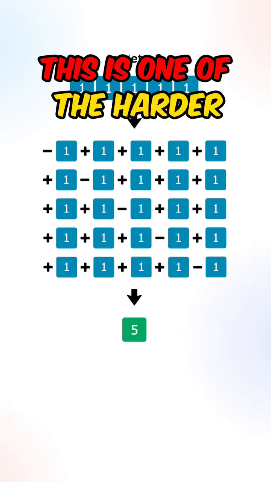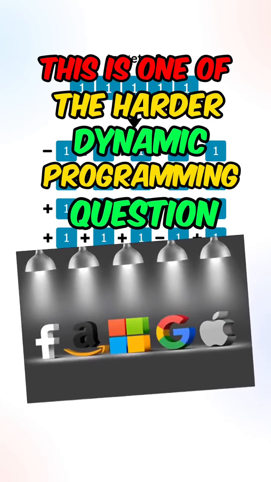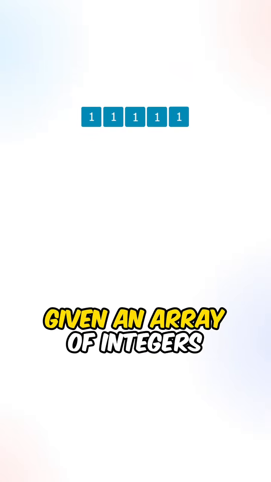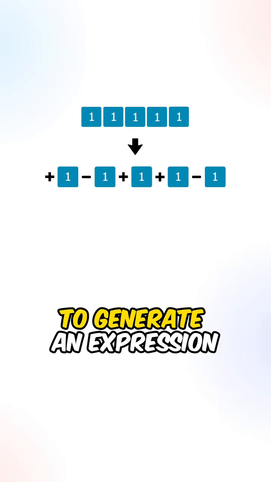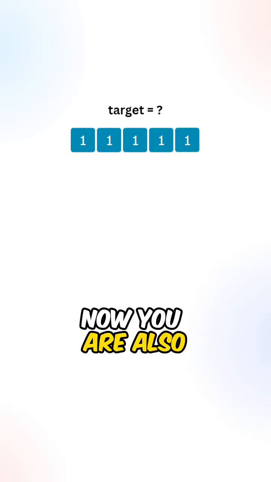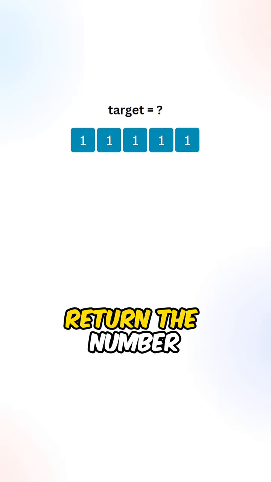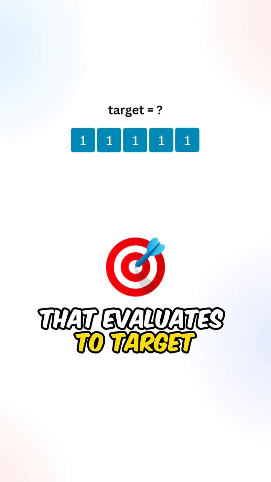This is one of the harder dynamic programming questions that appears at every single company. So given an array of integers, we are allowed to place plus or minus in front of the numbers to generate an expression. Now you are also given a target value. Return the number of expressions that evaluate to target.